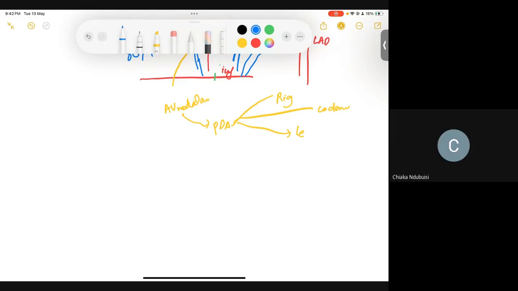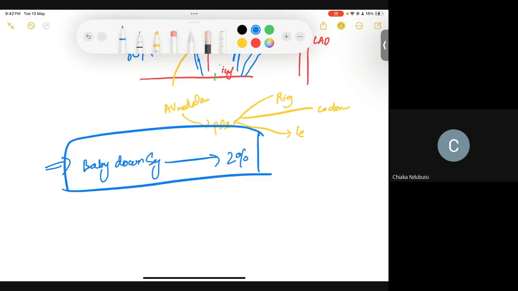Can you repeat what you said again? No, if a baby has Down syndrome, there is a 2% chance of VSD. And if the mother is diabetic, that's also one of the cases, so there is a 2% chance of the baby getting VSD. Just keep that in mind: 2% chance of getting VSD. Simple.